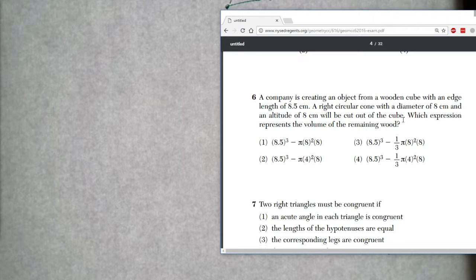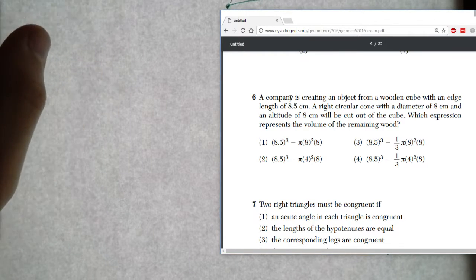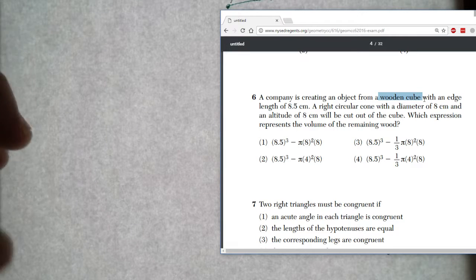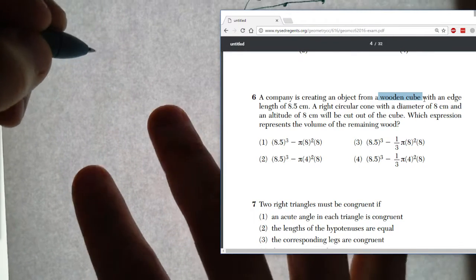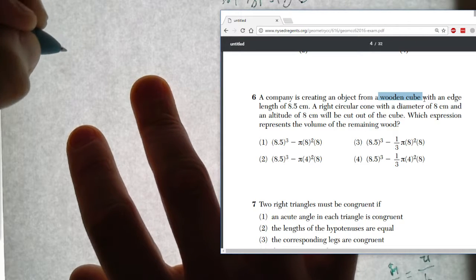Whew. So that's a lot of reading. Let's just go one bit at a time. Obviously, we need to draw something here. A company is creating an object from a wooden cube. A cube. So let's start by drawing out a cube. It looks like a nice cube.